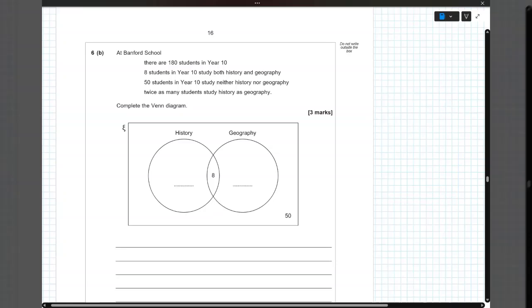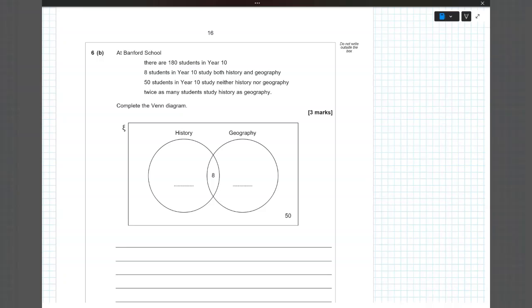Okay, scrolling down, part B. At Banford School, there are 180 students in Year 10. 8 students in Year 10 study both history and geography. 50 students in Year 10 study neither history nor geography. And actually, that's all on the diagram, so we don't really need that. Twice as many students study history as geography.